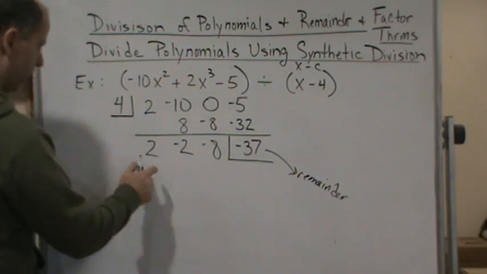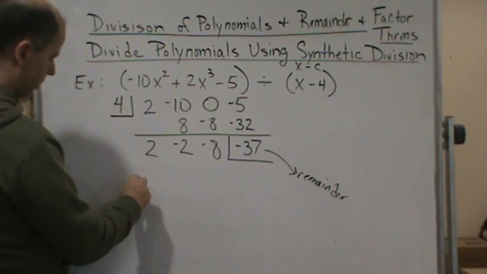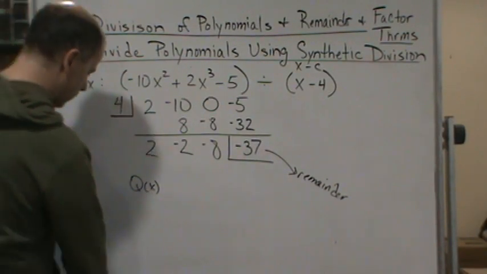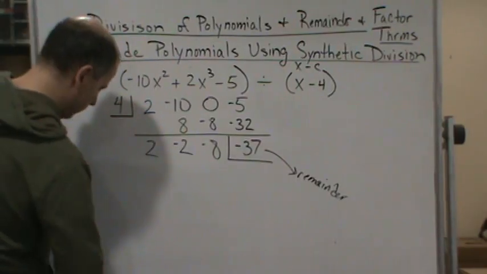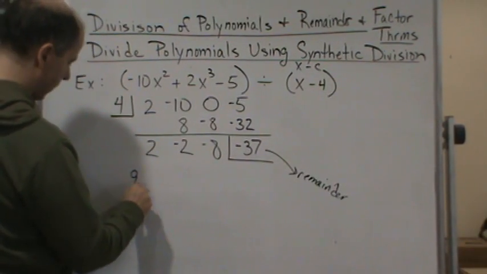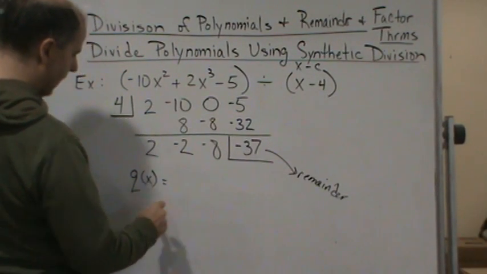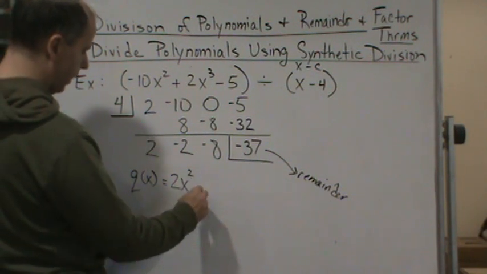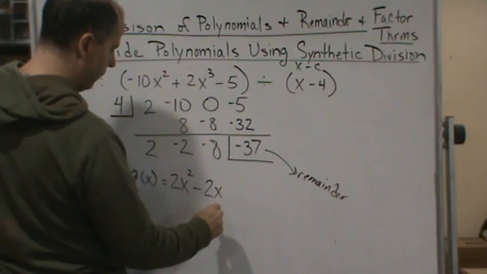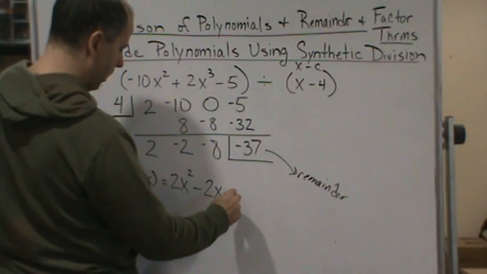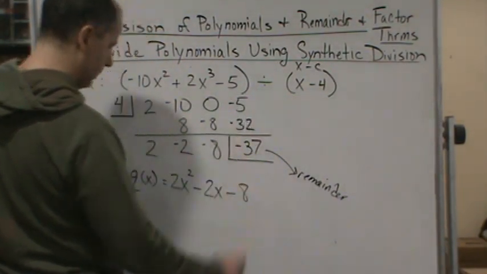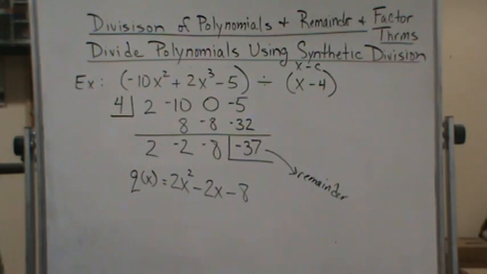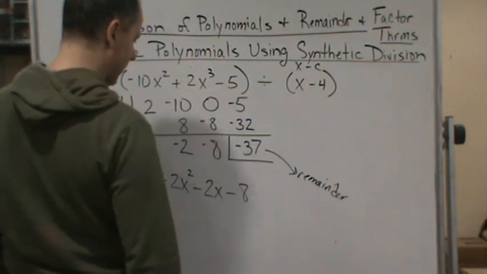So the quotient, q of x, in this case, is equal to 2x squared minus 2x minus 8. And our remainder is negative 37.